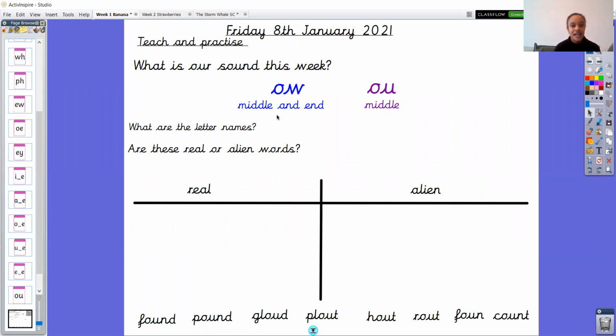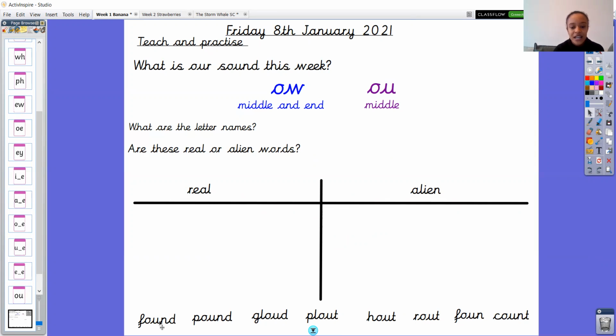Now, today we're going to look at real words or alien words, okay? So all the words have got the OW sound, OU, and some of them are real and some of them are alien. So your job is to see if you can split your page in your book in half and have half of the page saying real and half of the page saying alien. So maybe somebody at home can help you do that. You might want to draw some lines like I have done to help you.